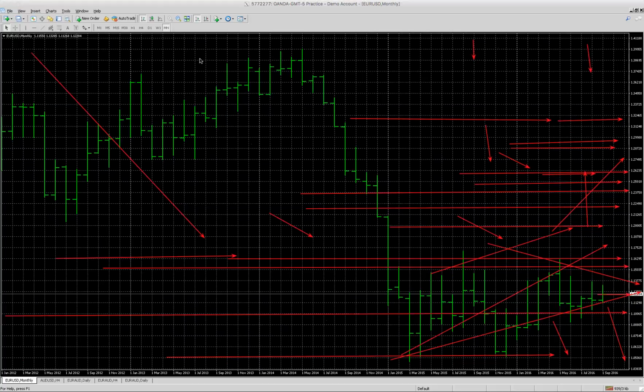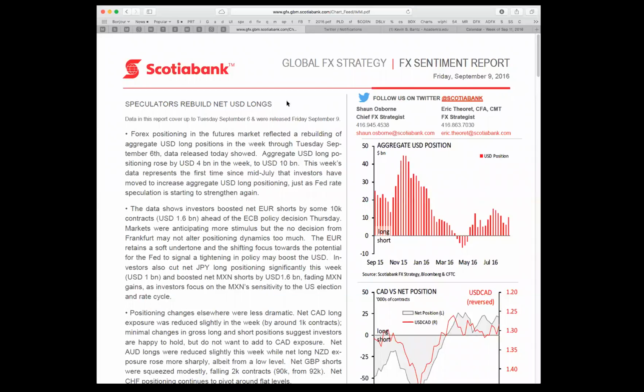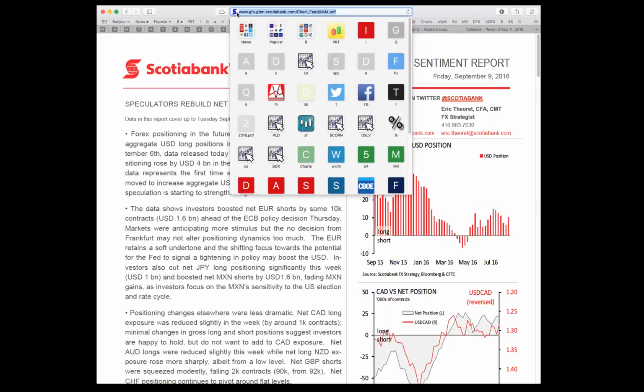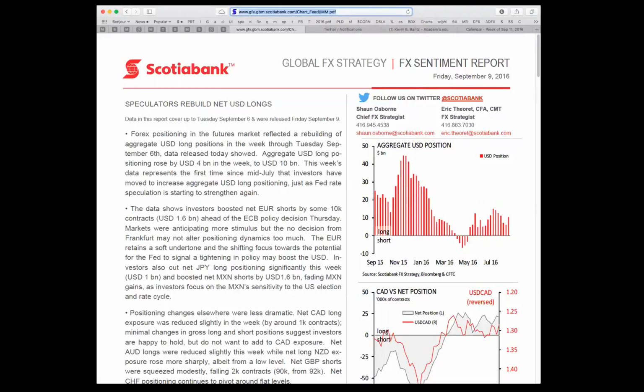Actually, I believe I looked at... Where am I at? I need to go to my commitment of traders report. Then I go up to here, new share, my desktop. No, not my desktop, this window. All right, this is the Scotia Bank sentiment report for Friday. Here's the link. Copy. Go into chat.